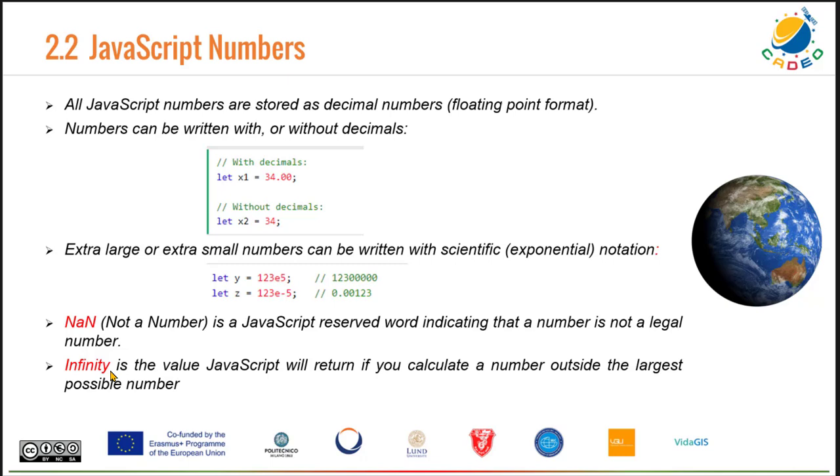Infinity. Infinity is the value JavaScript will return if you calculate a number outside the largest possible number. Division by zero also generates infinity. The data type of infinity is number.